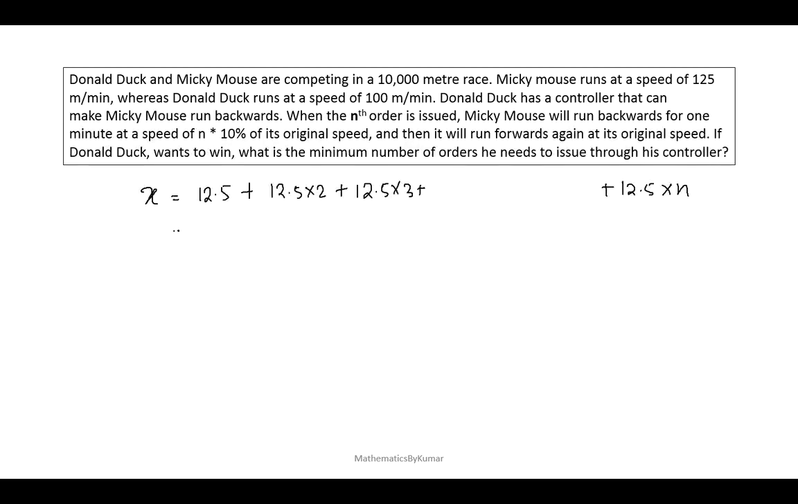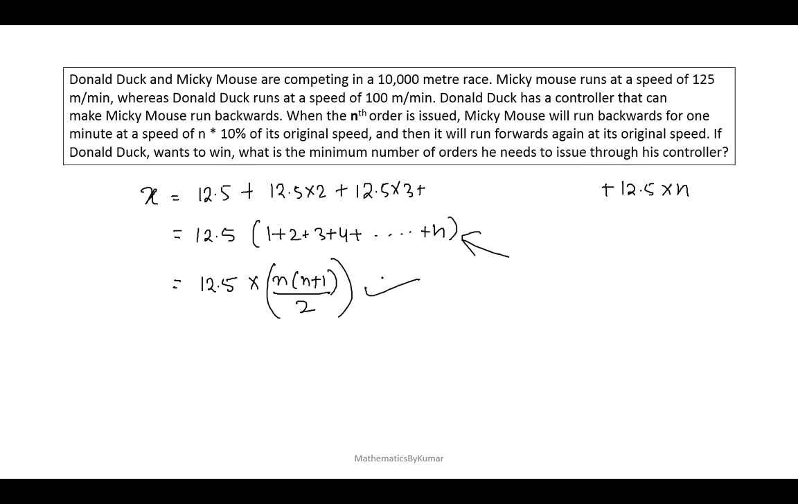All right, I can take this common, and this comes out to be 1 plus 2 plus 3 plus 4 all the way up till n. So this is the formula that I was talking about, the sum of n terms. This is where you need to apply. This is equal to 12.5 into, if I use the formula for the sum of n terms, n into n plus 1 over 2. Okay, so remember this formula.